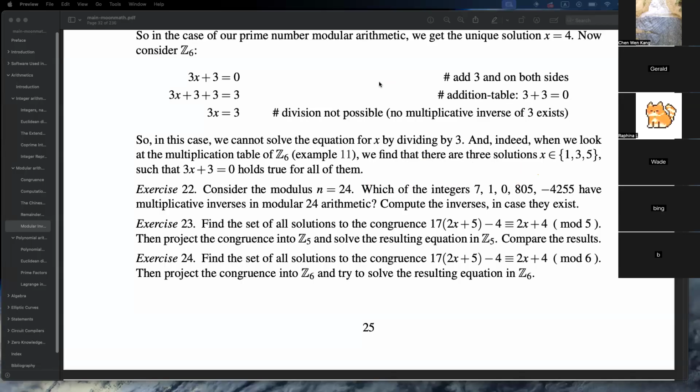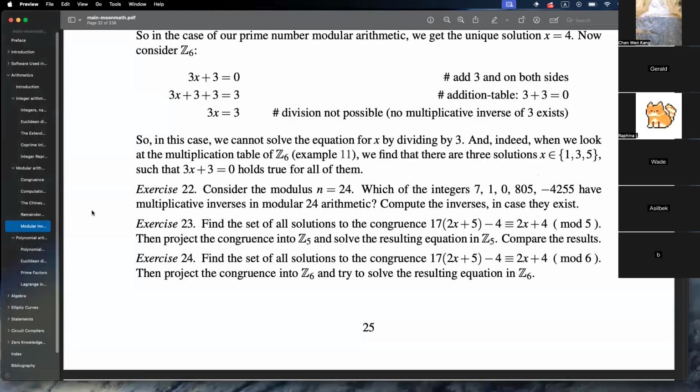Yeah, 24 is not prime, so the inverses are really weird. Any questions before we move on to our final topic that we want to cover today? Hi, Wenkang. Hi. So having an inverse means multiplying 7 by its inverse in modular arithmetic 24 is going to become 1, right? Like the whole meaning of inverse.